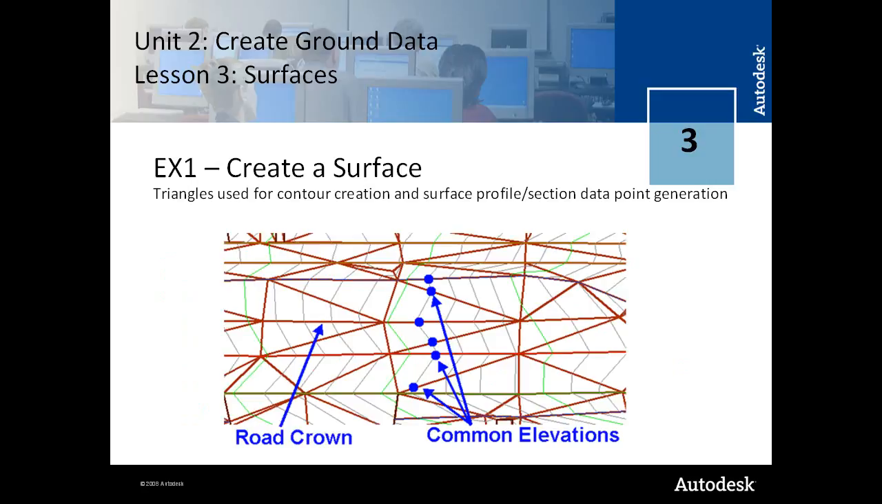And these triangles are used for contour creation and for surface profile section data point generation. So you can see how the triangles are actually pulling the contours in certain directions. So it's really important that these triangles go in the correct directions, i.e. along the terrain breaks.